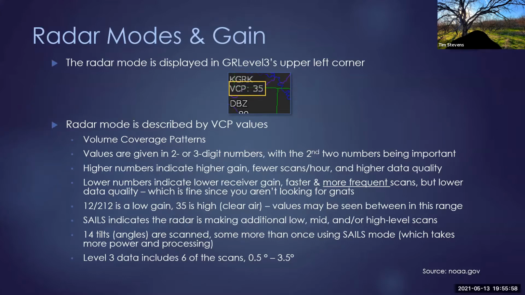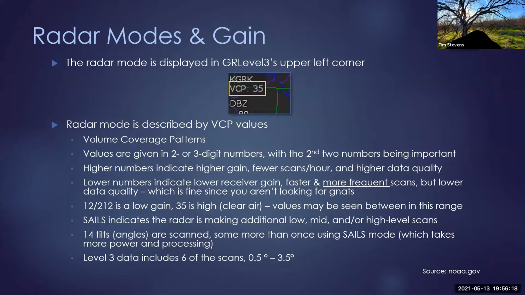The VCP stands for volume coverage patterns, and values are given usually in 2 or 3 digit numbers. It'll be a 3-digit number if they have SAILS turned on, and there's a note about that a little later on. Higher number indicates higher gain, which also results in fewer scans per hour and higher data quality.